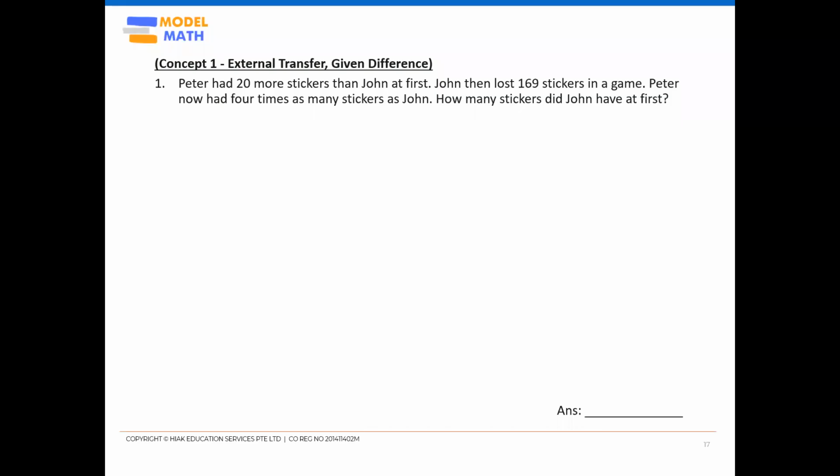Peter had 20 more stickers than John at first. John then lost 169 stickers in a game. So Peter now had 4 times as many stickers as John. How many did he have? How many did John have at first?